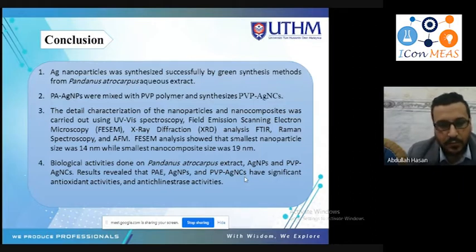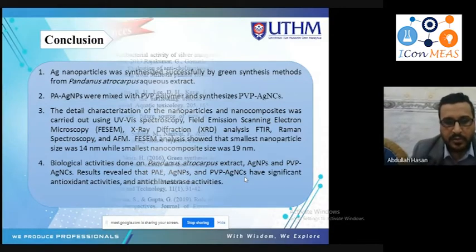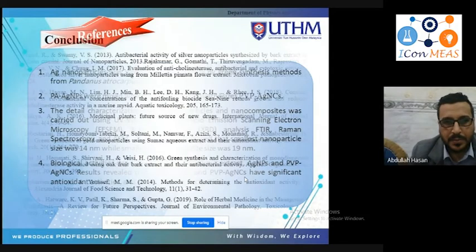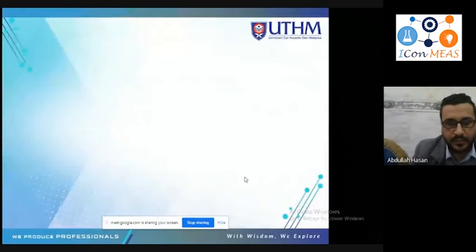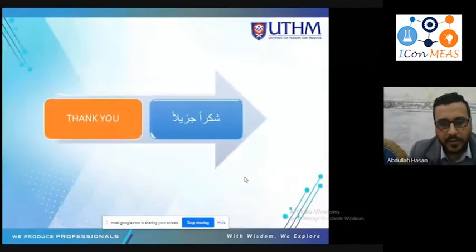Finally, Pandanus atricarbus with polymer is simple, easy, and friendly to use for preparation and to get the biological activities, which are anticholinesterase and anti-Alzheimer. Here are the references used in that paper. And finally, thank you very much for that conference. Inshallah, it will be very successful and impressive.